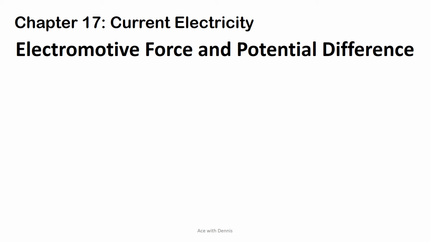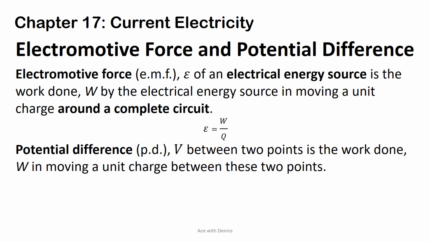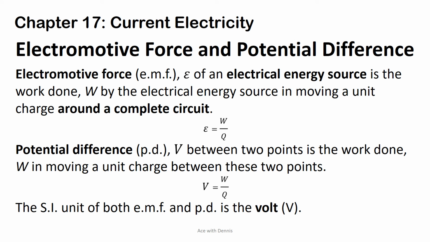Electromotive force and potential difference. Electromotive force, or EMF, symbol epsilon, of an electrical energy source is the work done W by the electrical energy source in moving a unit charge around a complete circuit. Hence its formula is epsilon equals W over Q. Potential difference, or PD, symbol V, between 2 points is the work done W in moving a unit charge between these 2 points. Hence its formula is V equals W over Q. The SI unit of both EMF and PD is the volt, V.